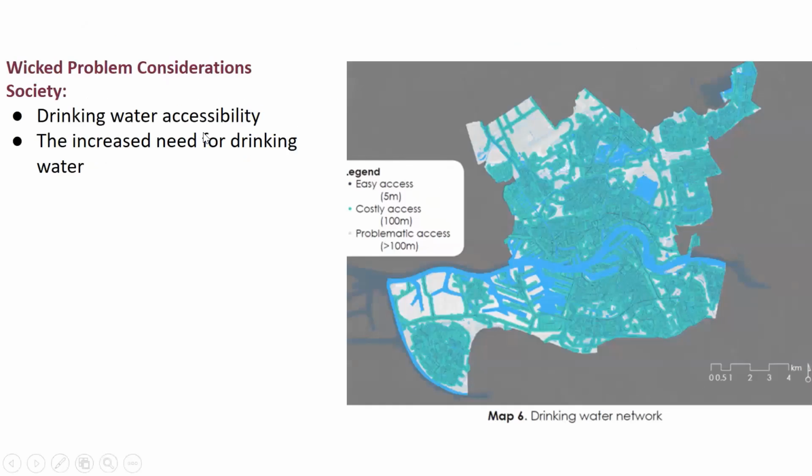Now, there's also a problem with drinking water accessibility and the increased need for drinking water. This map shows the areas of easy access in green, costly access in dark, and problematic access in gray. Now, we want to build homes that allow us to catch water in them, and we want streets that allow the roads to catch water.